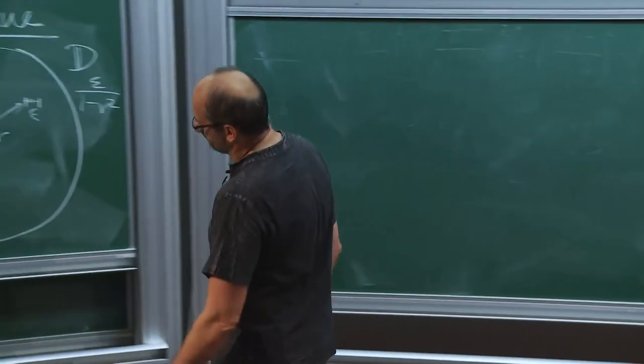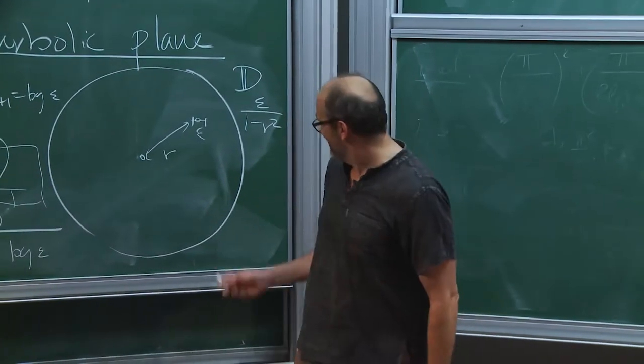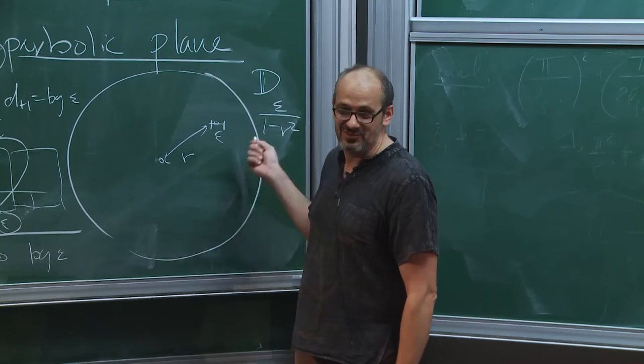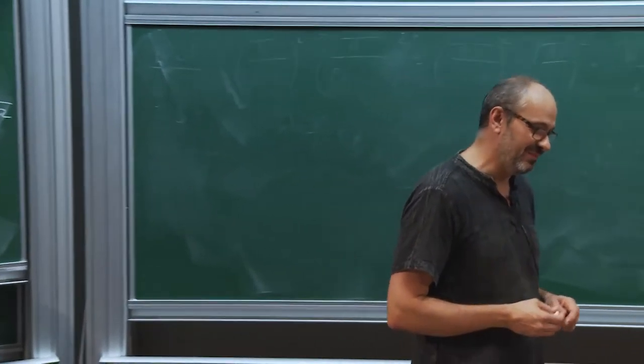There is also a natural notion of boundary, which is kind of obvious. This is the hyperbolic plane, and this is the boundary. You know what it means to converge to a boundary point. In this model, the boundary is completely obvious.